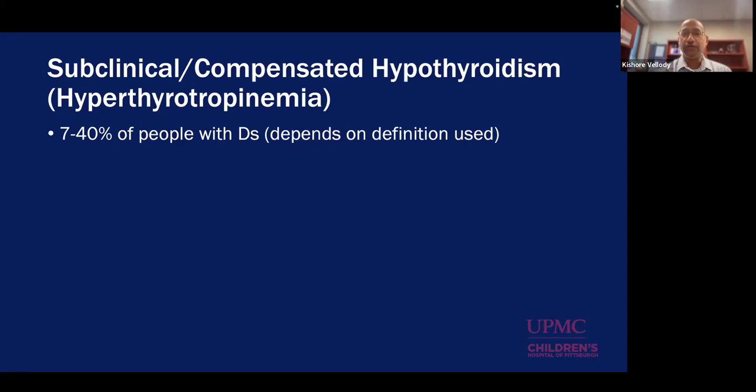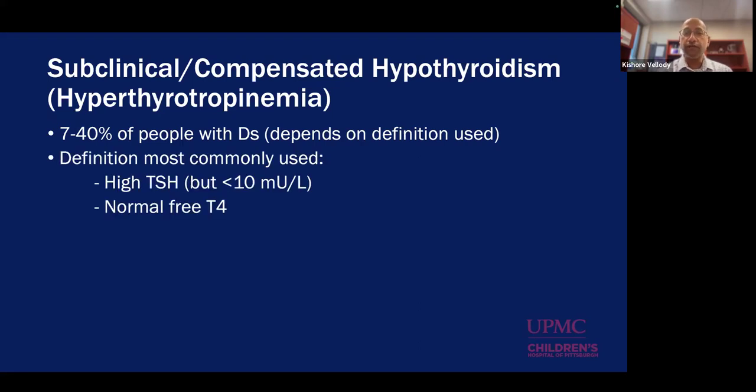And depending on the definition that you use of the TSH level that would qualify someone for this diagnosis, anywhere from 7 to 40%, depending on which way you look at it in the data that's been studied, will have this at some point in their life with Down syndrome. The most common definition that's used, which is the one we also use, is where the TSH is high, but it's less than 10. So we saw the normal range usually is around 5.5 or so. So between 5.5 and 10 means it's high, but not so high. And the T4 is normal.